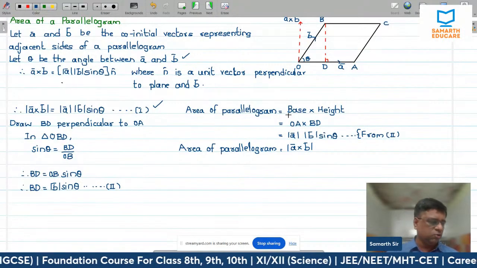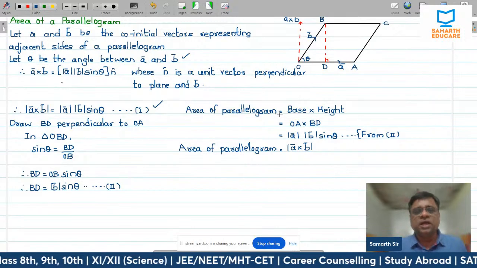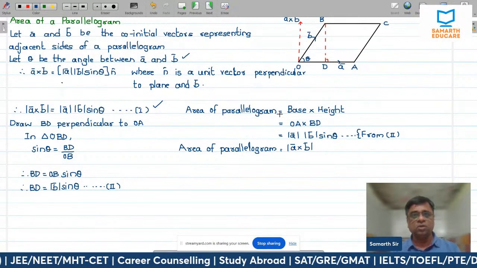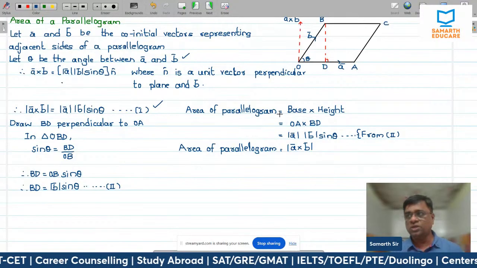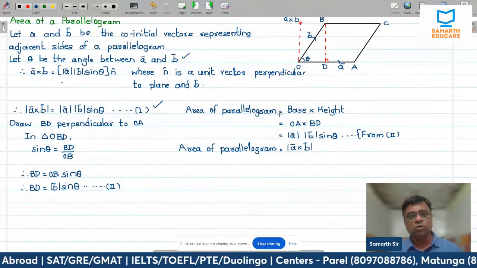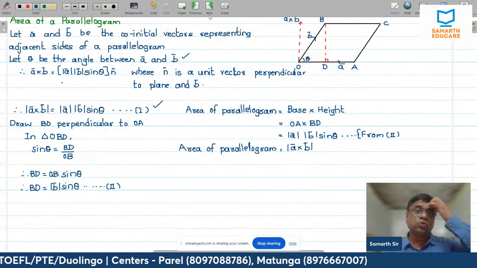Remember, if you are solving problems about area, you should always end the value with units. If there is a question or problem based on the area of a parallelogram or area of a triangle, you should always end with square units in vectors. Okay. Now this is the area of parallelogram proof. Let's go to the next one.